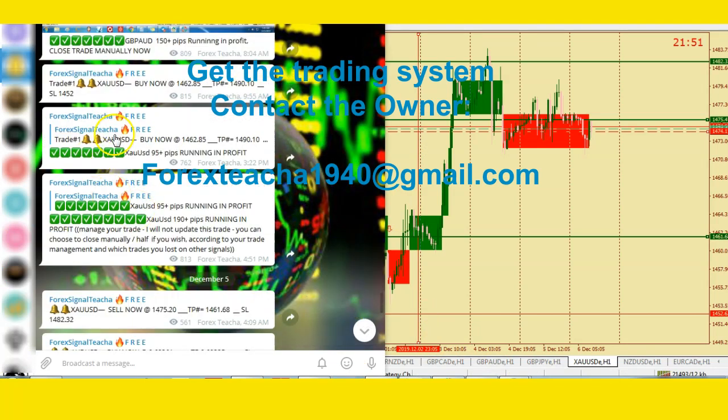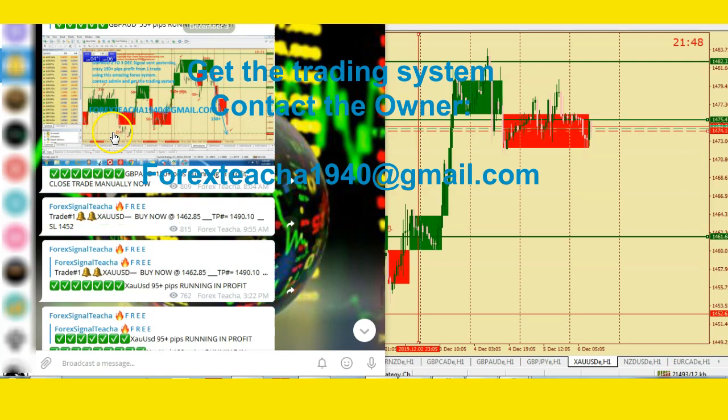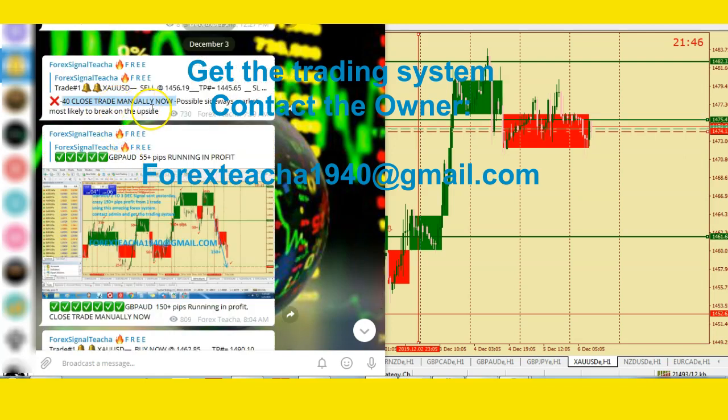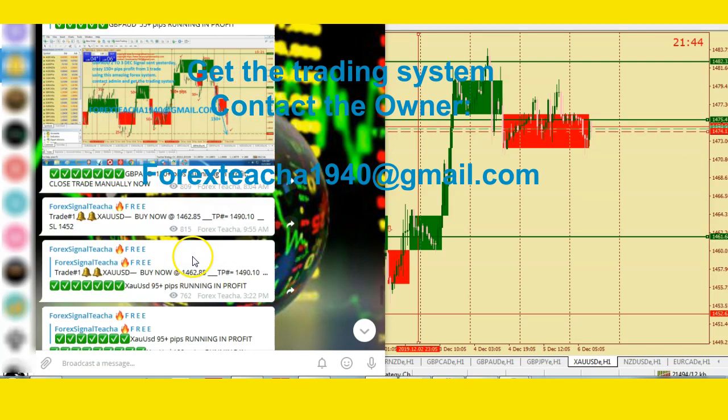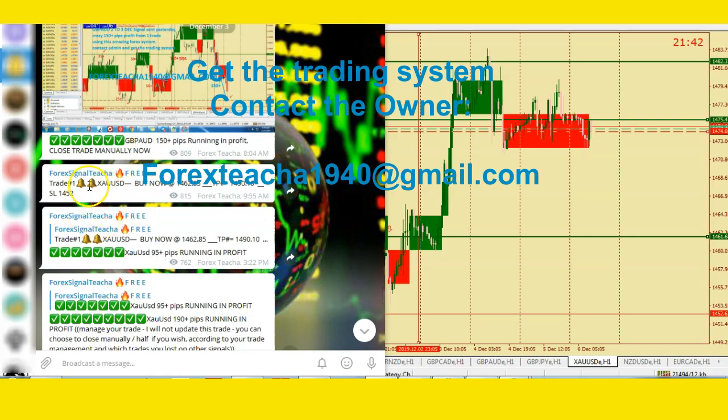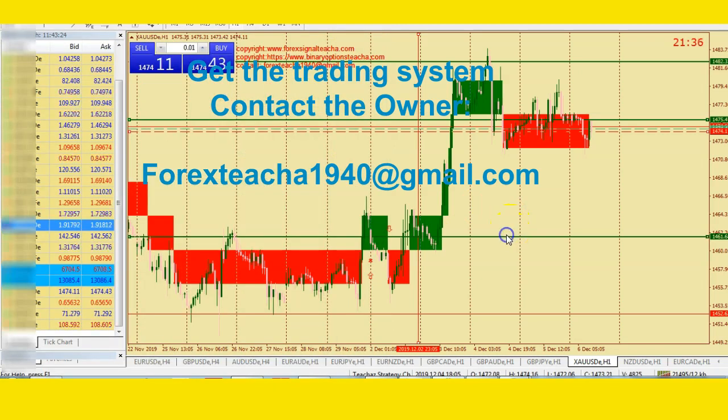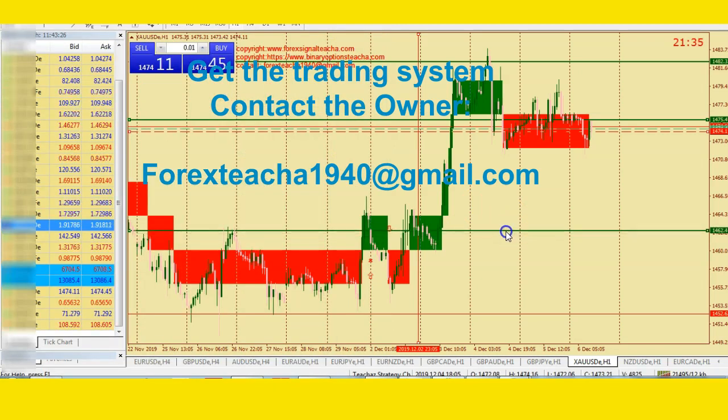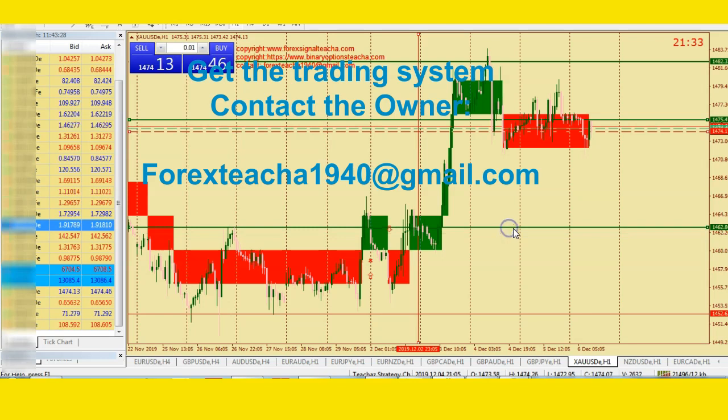Let's just go. This was the buy trade, right? After closing that one manually, because we closed it here on 3 December, I saw the opportunity for buying gold, which was here. It's 1462.85, somewhere around here. Okay, so this was a buy trade.